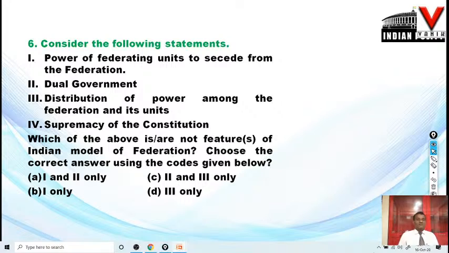Consider the following statements: power of federating units to secede from the federation, dual government, supremacy of the constitution. Which of the following is not, or are not, features of the Indian model of federation? Power of federating units to secede. What does secede mean?